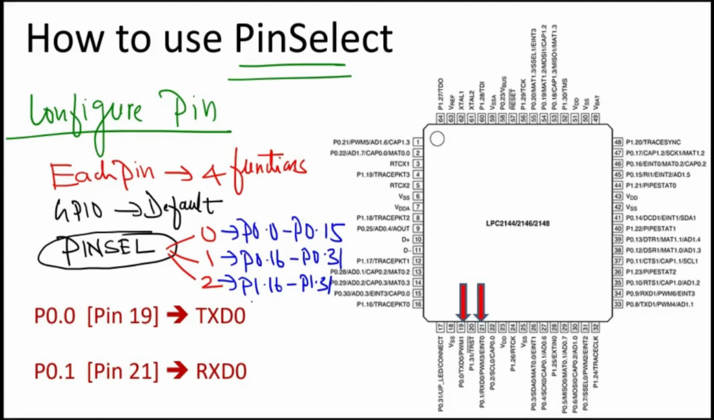So there are 3 pin select SFRs. Each SFR can deal with 16 pins. 16 into 2, 32 bits, because each pin requires 2 bits. Why 2 bits? 4 possible functions. 4 possible functions means 2 bits can have 00, 01, 10 and 11. 00 means it will perform the default function. 01 means the first special function. 10 means the second special function. 11 means the third special function. So this is the hierarchy.